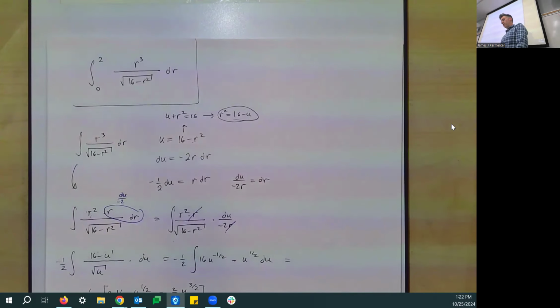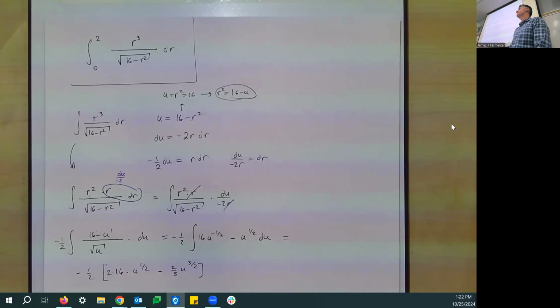Oh, I did the stupid one. No, it's not stupid. It's not stupid yet. Oh, sorry, you can't see that. I should have been more aware and said, oh, I can just change my limits of integration.